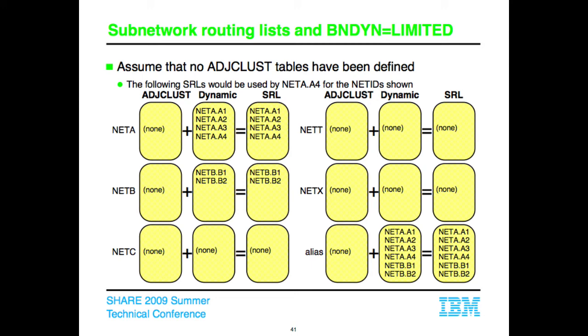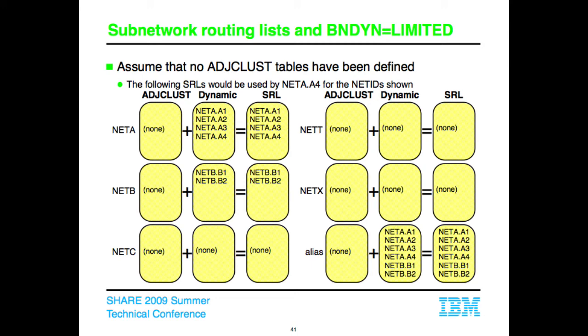What if we were looking for a net B resource? There are no predefined entries, there are 2 adjacent non-native border nodes with net B, and so they become my subnetwork routing list. Okay? What about net C? We're on A4, remember, and we have no visibility to net C. So in net C, no predefined entries, no adjacent non-native nodes that are in net C, so we don't do any searching. And that right there is a perfect example of why BN equals limited is not going to work very well in the configuration that I'm showing you.